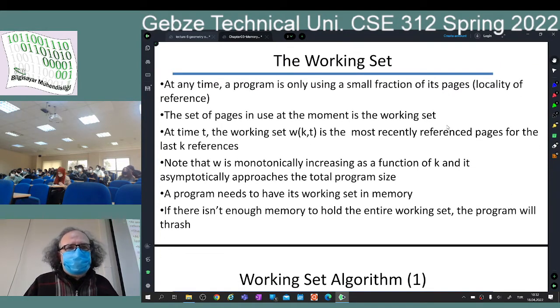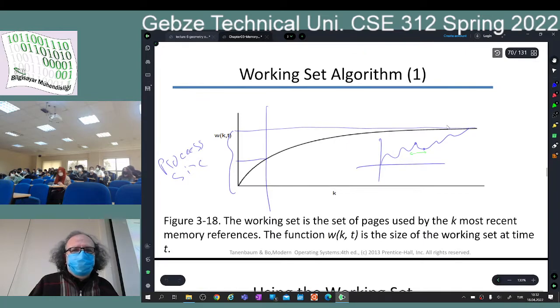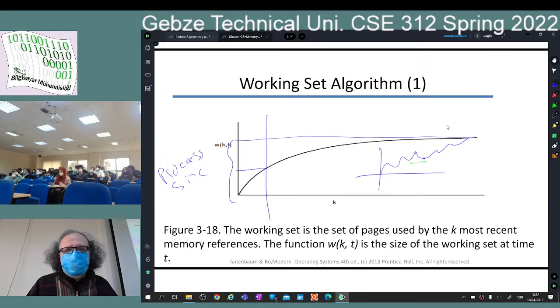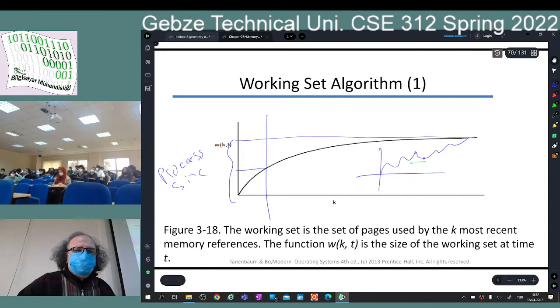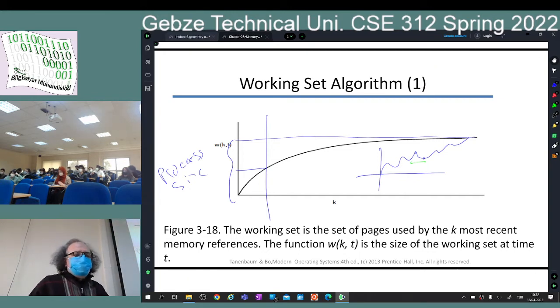We talked about this, and if you make a very small review of what we did last time, the working set is the set of pages used by the k most recent memory references. That's what we said about the working set.